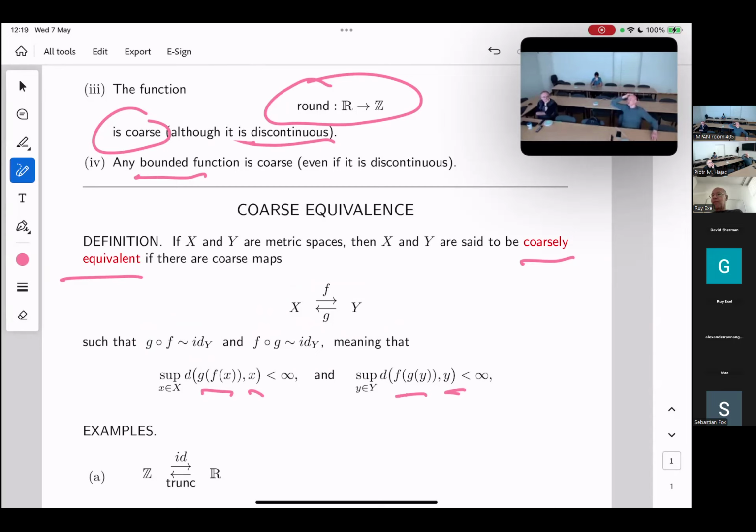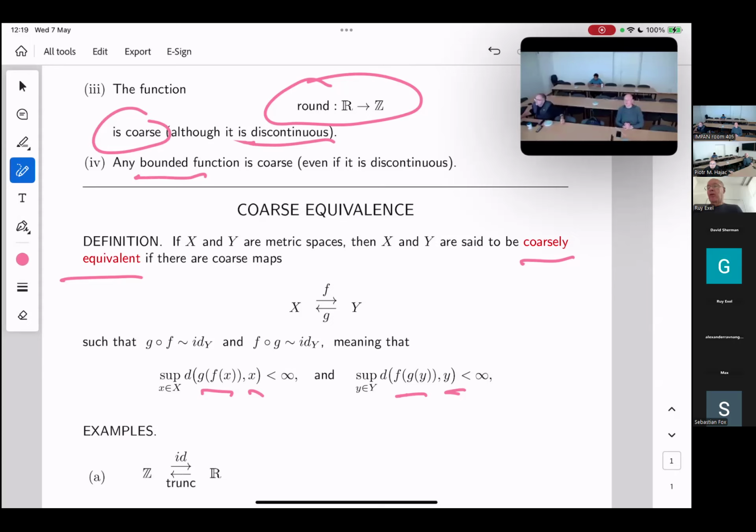I have a question. My question is about this equivalence relation. The only equivalence used in this definition is the equivalence between the compositions g composed with f and f composed with g and the identities. What if we replace this by the equivalence relation where the supremum of the distance between images of two arbitrary maps is finite? I mean, we usually say that two maps are close if the distance is finite.